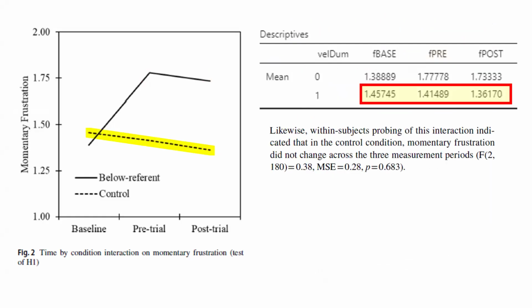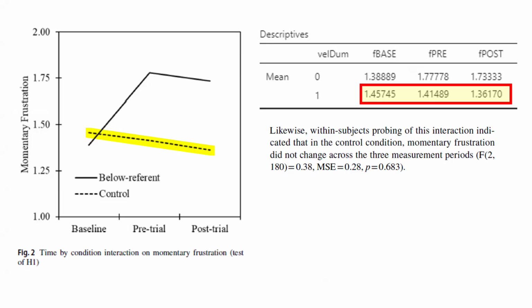Then in the paper, we move forward to do within subjects test probing. So the first thing you might say is, well, okay, in the control condition, is there a significant effect of time in the control condition? And what we find here is, no, there's not. There's no significant effect of time in the control condition. Or said differently, momentary frustration did not change across these 3 measurement periods. Any difference in these means is just sampling error. It's not to be interpreted.